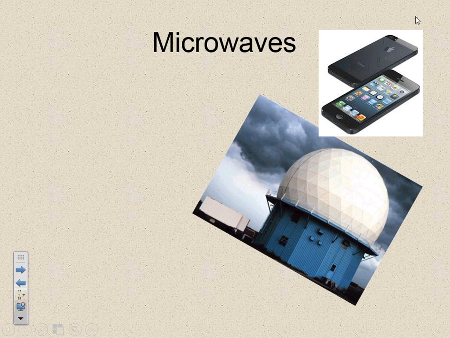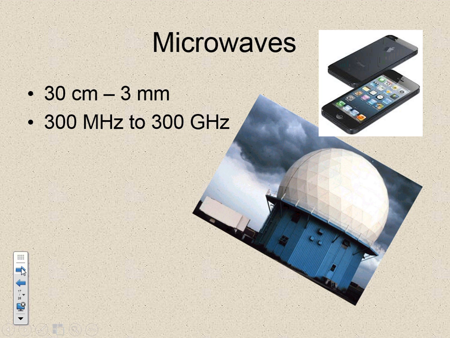Microwaves. We use microwaves for our cell phones, for Doppler radar. Their wavelength is from 30 centimeters to 3 millimeters. So kind of think about that. That's real small. Those are the smallest increments on your ruler. 300 megahertz. Mega is 10 to the 6th, a million, to 300 gigahertz, 10 to the ninth.